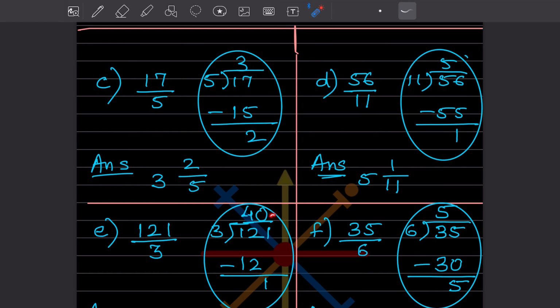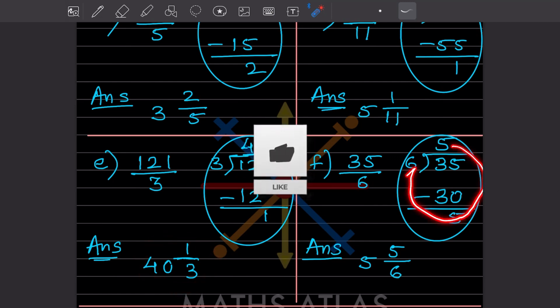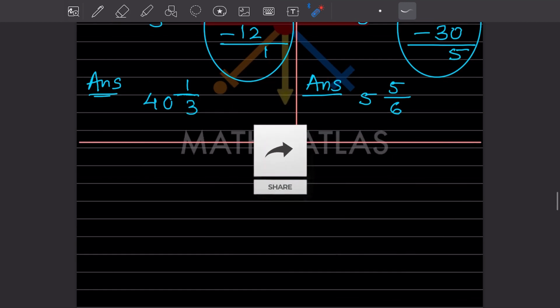So now look at here. You will go like this. So what is the answer? 40 integers 1 by 3. Now look at here. You will go like this. 35 by 6. So 5 integers 5 by 6.